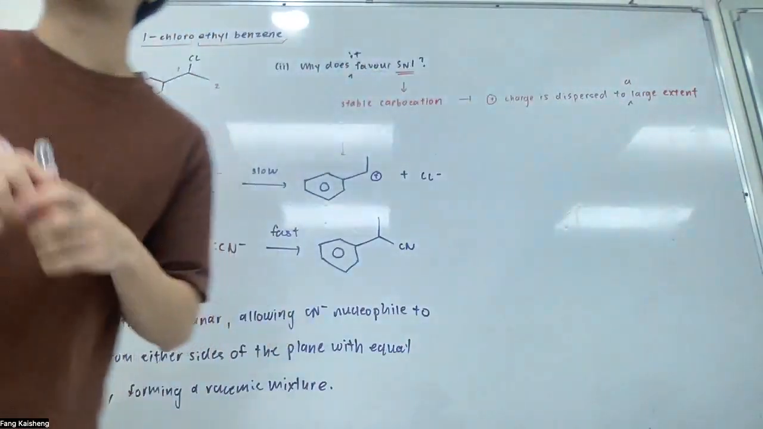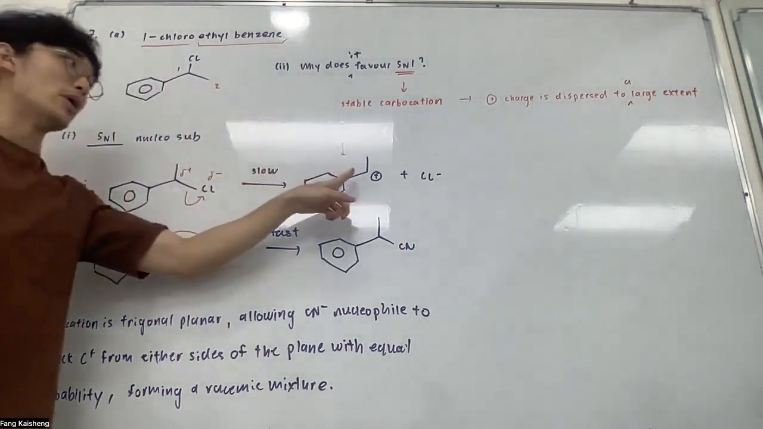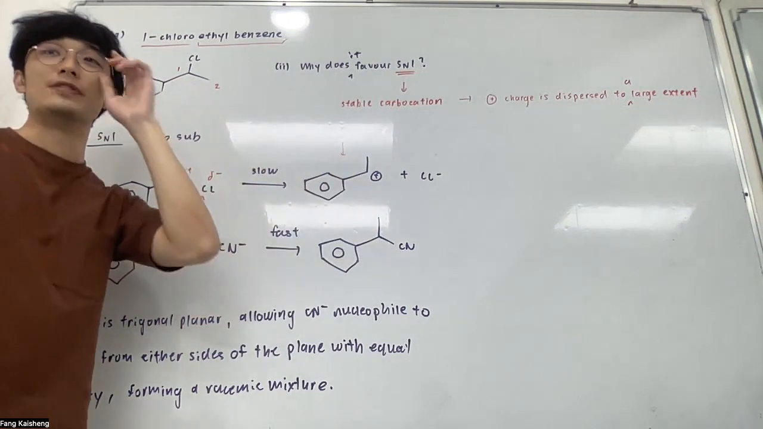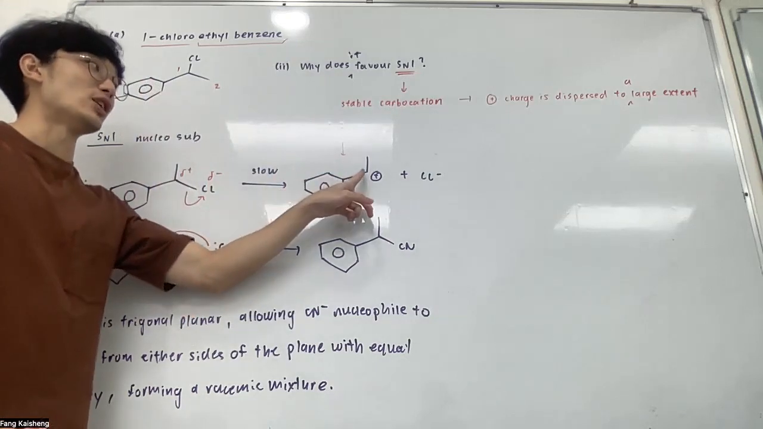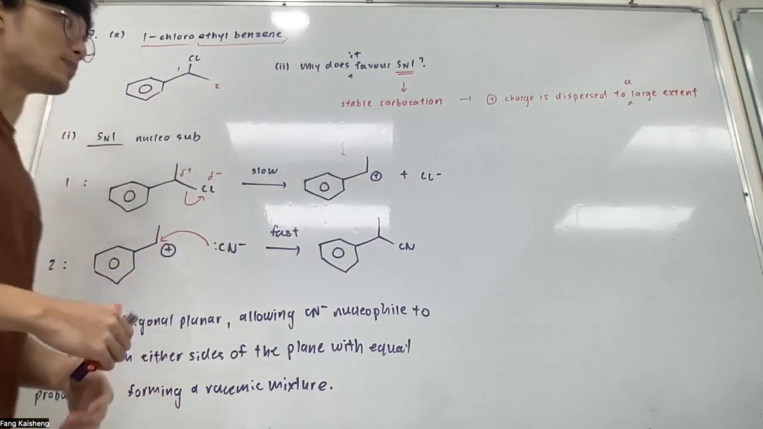Okay, it's a stable carbocation. That means this positive charge somehow must be very, very dispersed. Why? Why is it dispersed? This is where I will teach you guys a new thing. Whenever you see a positive charge carbon attached directly to a benzene, there's going to be something to do with delocalization. There will be delocalization involved to disperse this positive charge. How? Let's look at the specifics.